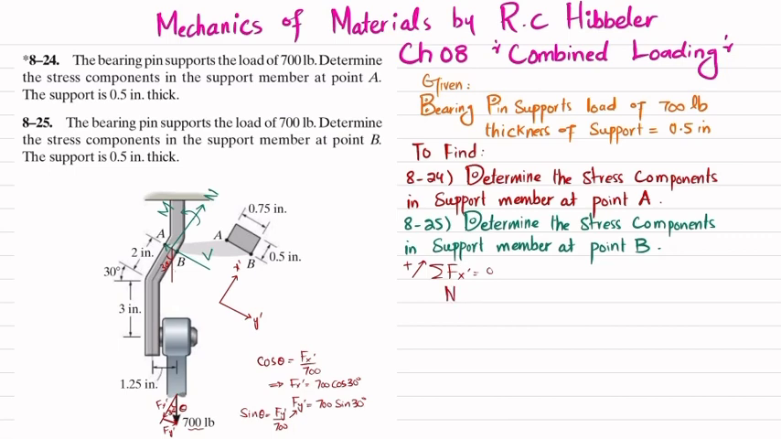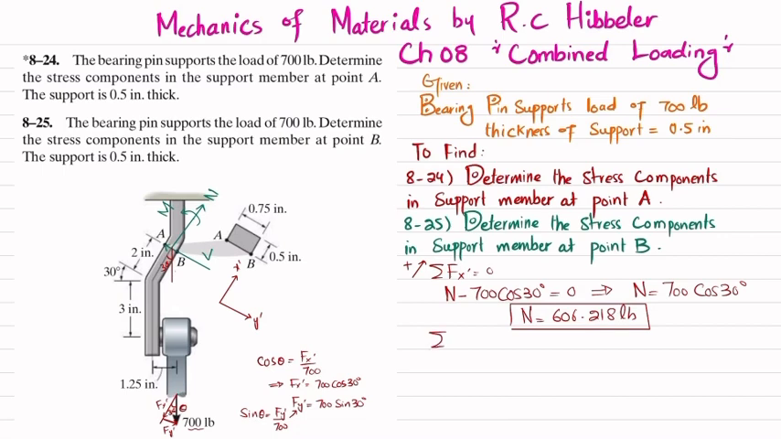So N minus 700, Fx' is 700 cos of 30 degrees, is equal to 0. So from here you will get N will be equal to 700 into cos of 30 degrees. So N will be equal to, after calculation, 606.218 pounds. So this is the normal force acting along the axis, or axial force.